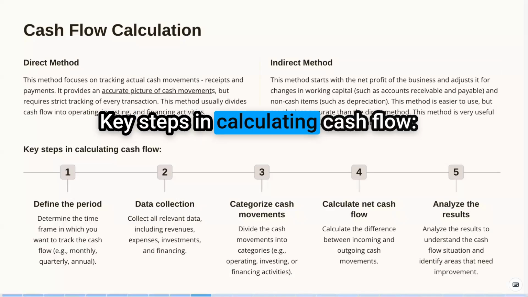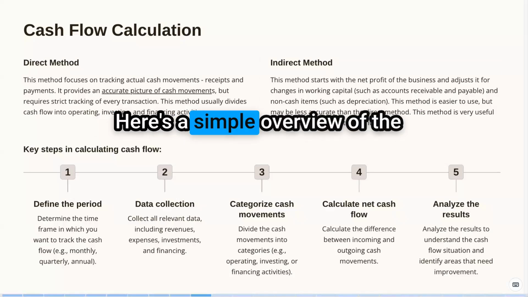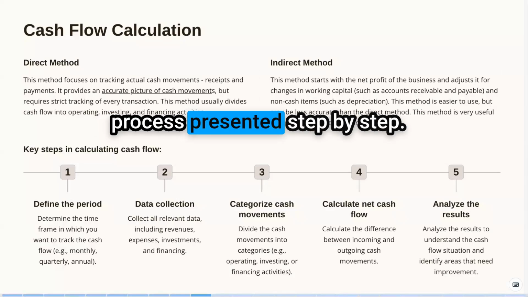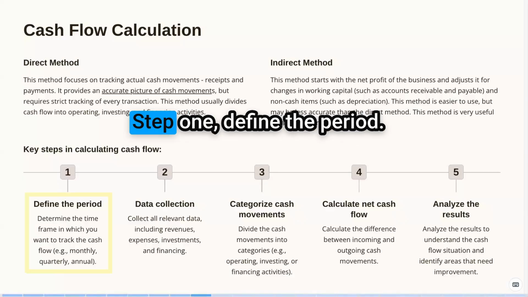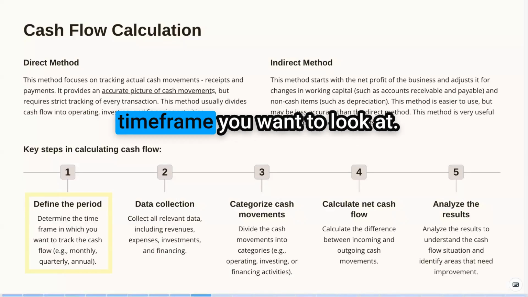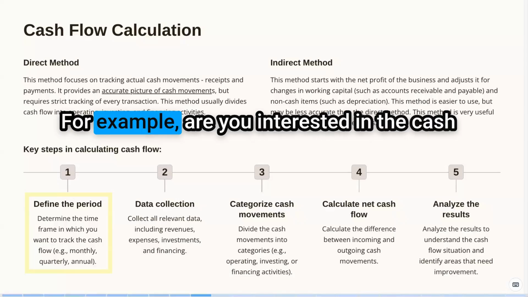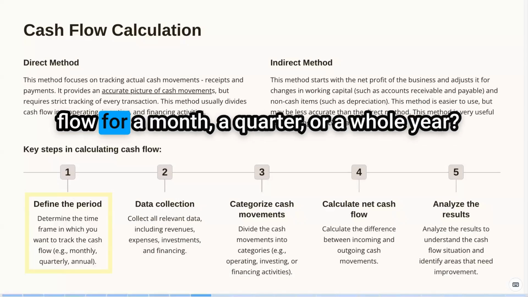Key steps in calculating cash flow. Here's a simple overview of the process presented step by step. Step 1. Define the period. First, you decide on the time frame you want to look at. For example, are you interested in the cash flow for a month, a quarter, or a whole year?